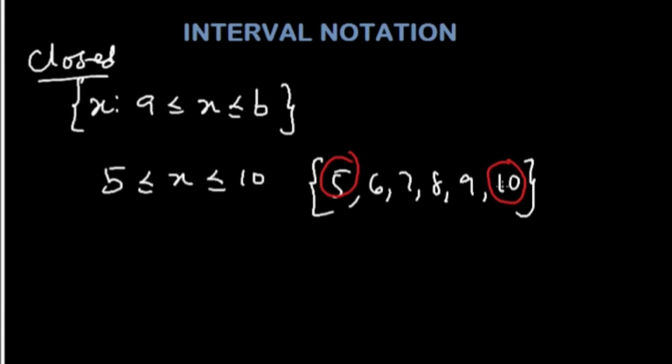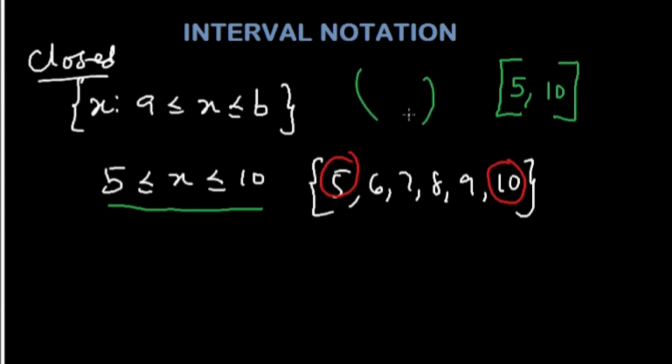And the type of bracket that we use in a closed interval is this type of bracket, like a block bracket. Okay, so if I want to write this one in interval form, I'll write it as 5, 10. Some people just go and write it the other way. No, don't go and write that one. You have to write it like this.